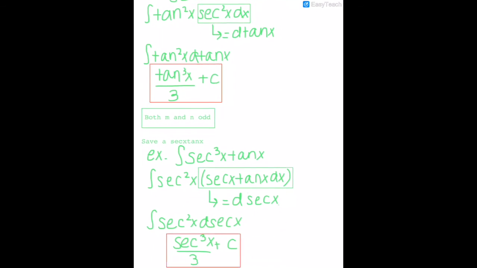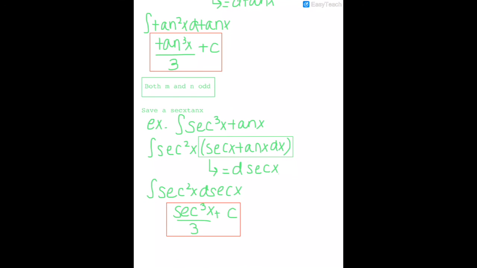When both powers are odd, save a secant tan, because that is equal to d secant x. So in this example, you get rid of the secant tan x for d secant x, and that leaves you with secant squared x d secant x. And that is secant cubed x over 3 plus c. And that's it for the Chebyshev method.